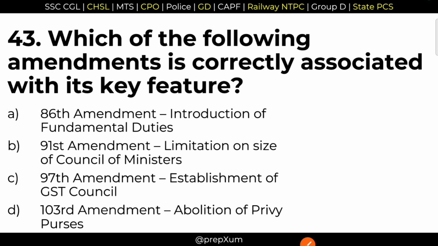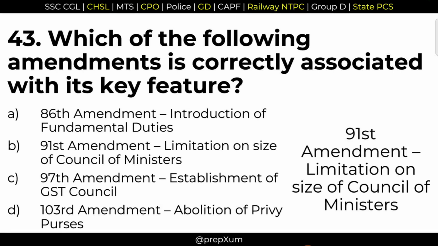43. Another difficult looking question. Which of the following amendments is correctly associated with its key feature? 82nd Amendment, introduction of fundamental duties. No, it's wrong. 91st Amendment, limitation on size of Council of Ministers. This one is correct. We have the right answer here as option B. The 91st Constitutional Amendment Act is associated with the limitation on the size of the Council of Ministers.